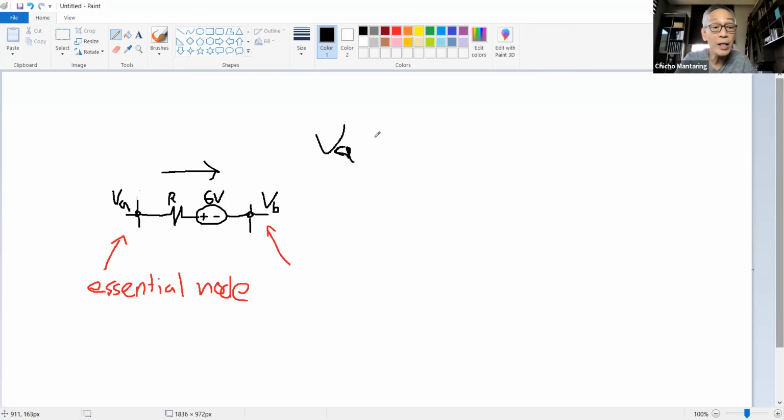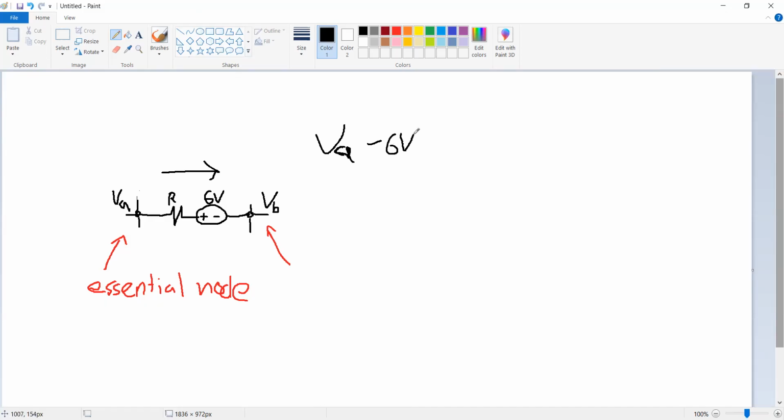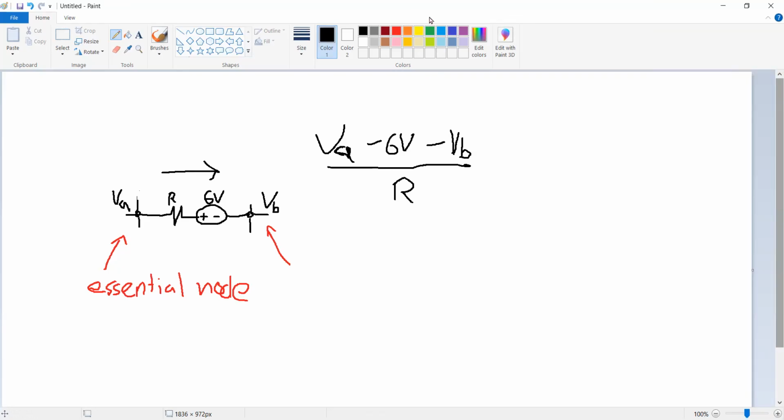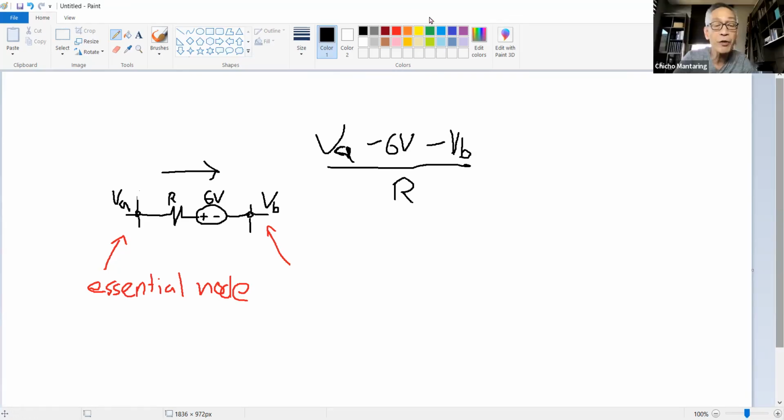Yeah, because in this particular case, that current is VA minus the 6 volts. Ganyan po, sir? Yeah, you can do that. Exactly, no? You can do that. Okay. So you can get an expression for the current exactly how you did, and therefore you can apply KCL at node A.